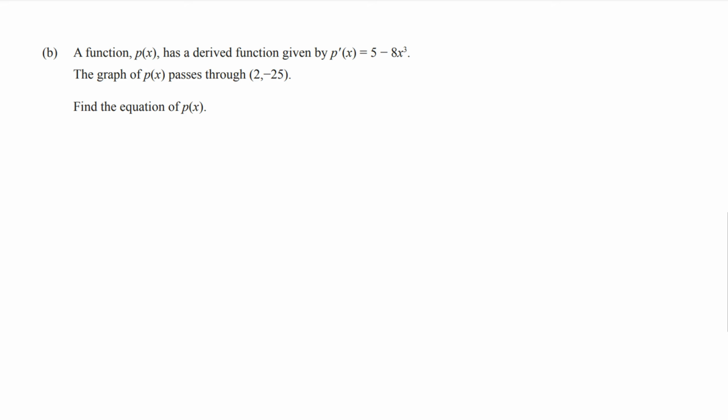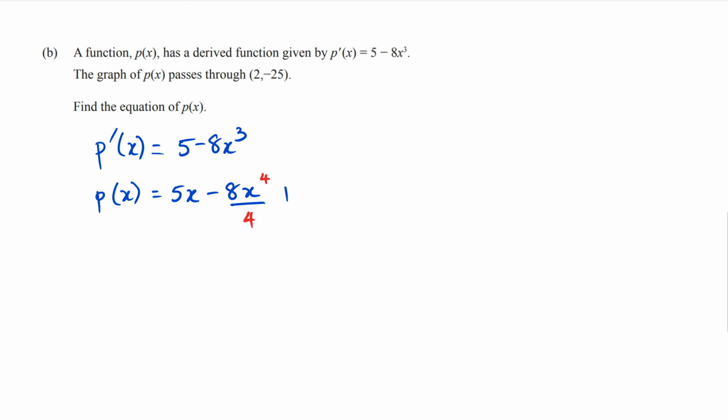So the next question, we've got a derived function, and it says that it passes through (2, -25). All right, so we're trying to figure out what p of x is. Our step is that we've got p dash of x is equal to 5 minus 8x cubed, which means p of x is equal to 5x minus 8x to the power of 4, because it actually increases the power, and we also have to divide by the new power. And of course, don't forget your plus c.